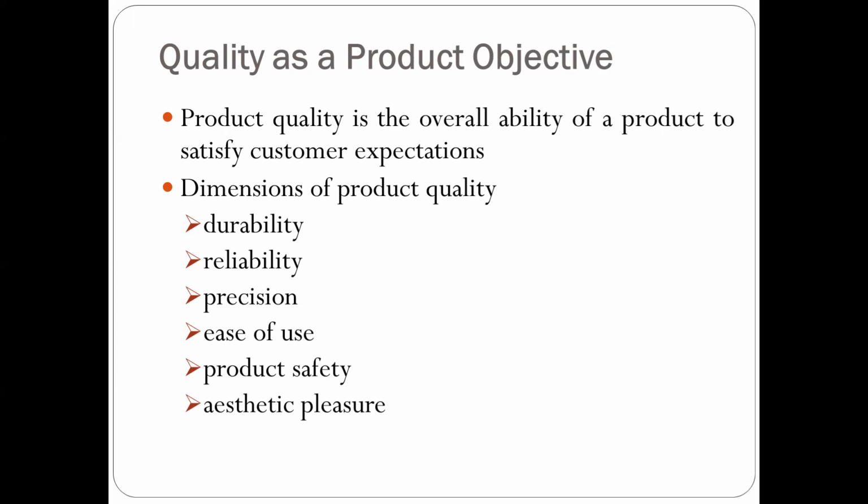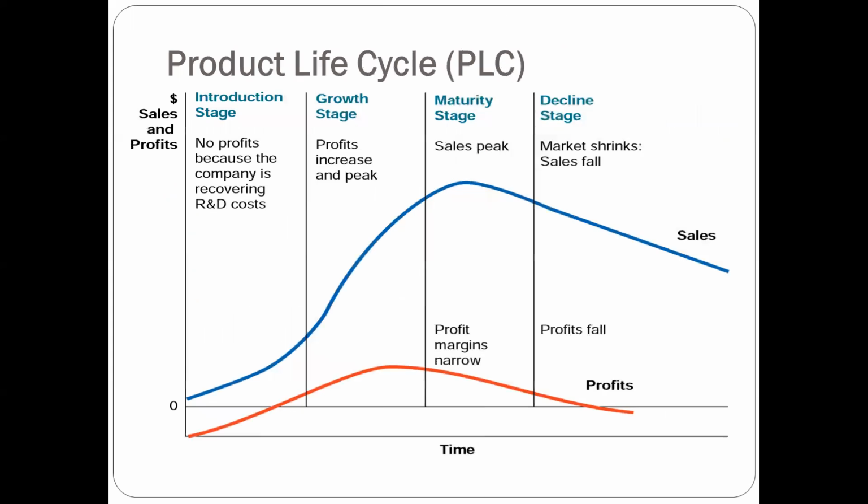There, the durability, the reliability, and precision, ease of use, then product safety and aesthetic pleasure. These are different dimensions or representation of product quality. The durability, reliability, precision, ease of use, product safety, and aesthetic pleasure.